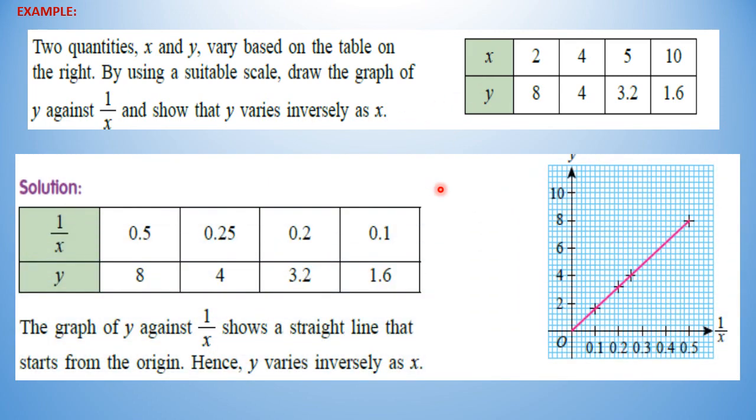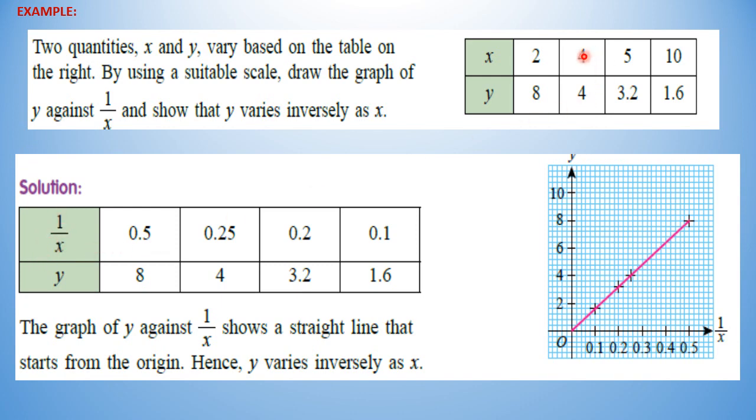So we look at the solution from the table. This one is the original value. Y against 1 over x, so that means your x must change to 1 over x. You calculate like this. From here, x is 2. 1 over x means 1 divided by 2, you get 0.5.